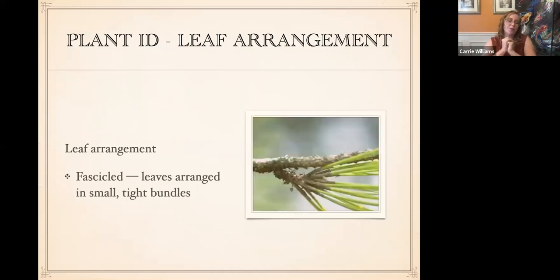And here's fascicled. Fascicled is fairly straightforward because you see that and you're like, oh, okay, that's a pine tree. So that's how pine trees arrange their leaves in these little bundles, and that's fascicled. So with this pine tree here, you pull it off and it's got that little brown bit there, and then you'd have 2 or 3 pine needles. Each needle is a leaf, and that's arranged in a fascicle.